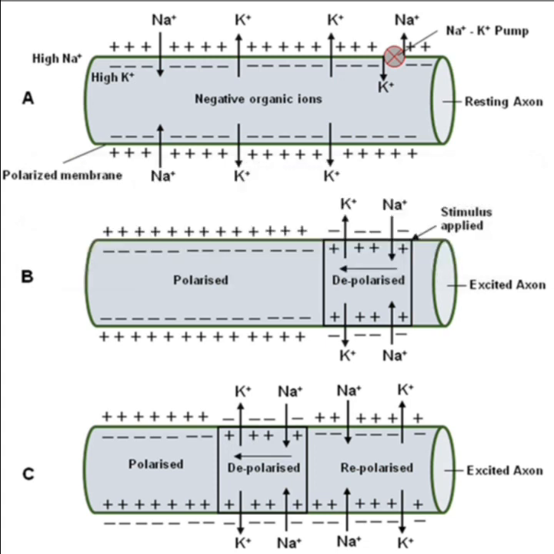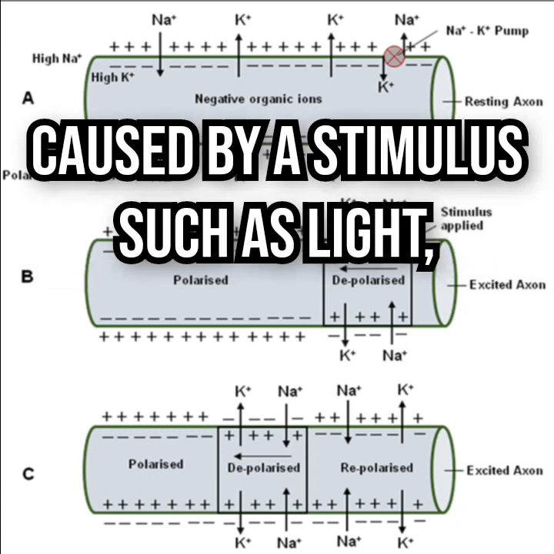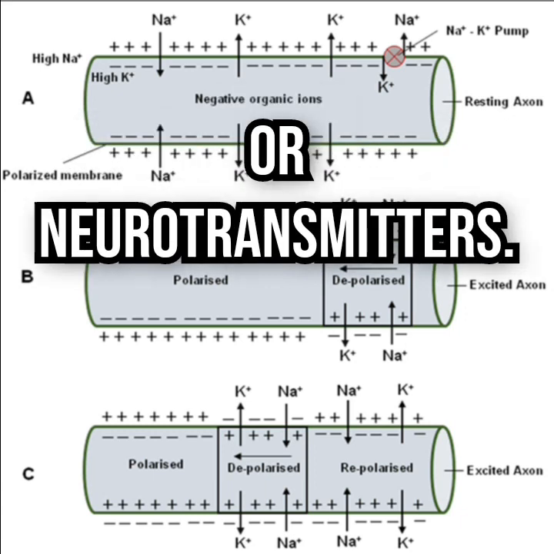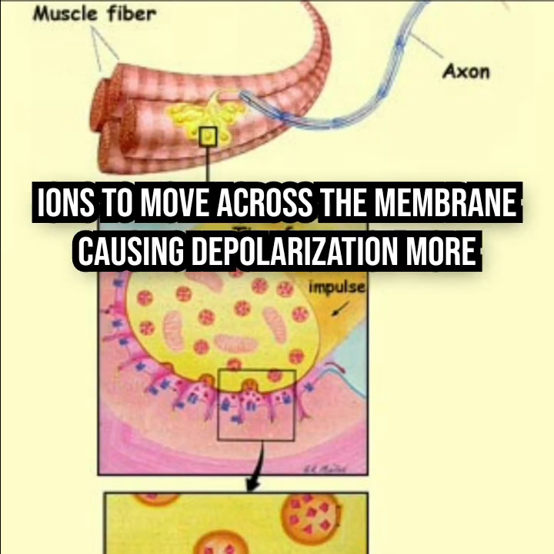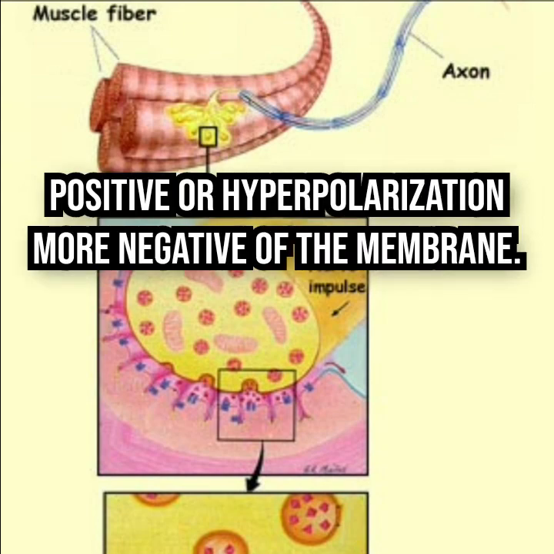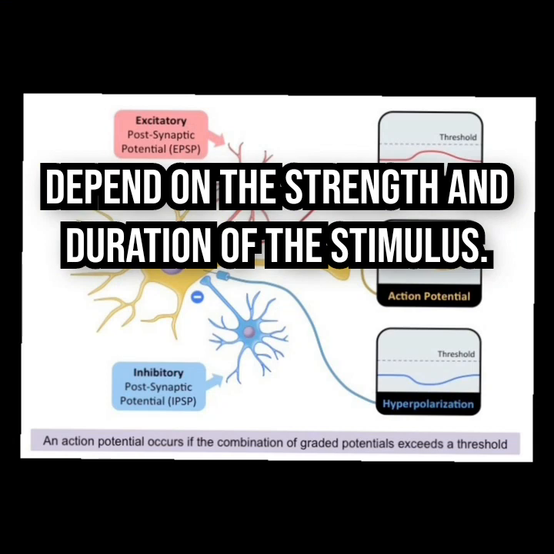Graded potential. This is a local change in the membrane potential caused by a stimulus such as light, heat, chemicals, or neurotransmitters. The stimulus opens ion channels that allow sodium or potassium ions to move across the membrane, causing depolarization (more positive) or hyperpolarization (more negative) of the membrane. The magnitude and duration of the graded potential depend on the strength and duration of the stimulus.